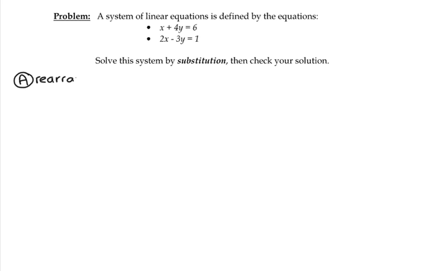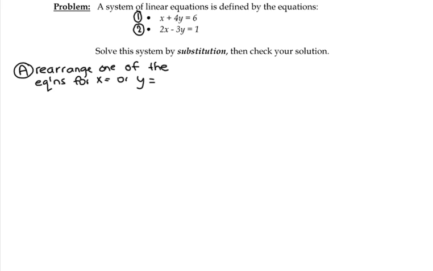Rearrange one of the equations for x equals or y equals. And so what we want to do is always number our equations, so we can keep track of which one we're using at any given time. So the first I'd like to call 1, because it's logical. And the second I like to call 2.